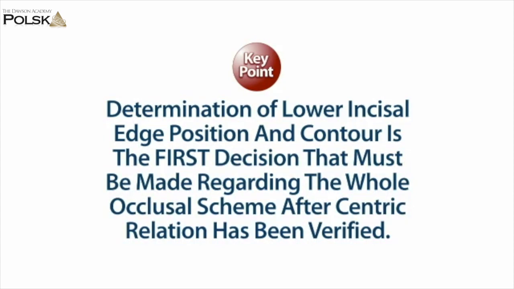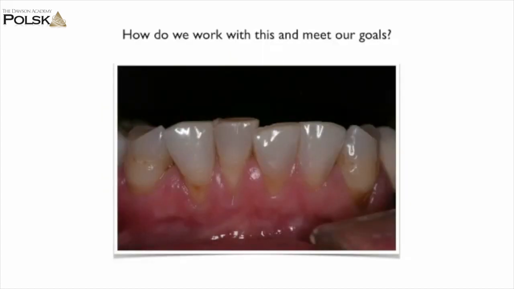Determination of the lower incisal edge position and contour is the first decision that must be made regarding the whole occlusal scheme after centric relation has been verified. Określenie położenia brzegów siecznych zębów dolnych i ich konturu jest pierwszą decyzją, jaką musimy podjąć, jeżeli chodzi o cały schemat okluzyjny po weryfikacji relacji centralnej. So this is a common scenario. We see somebody that may come in looking for anterior restorations and their lower anterior teeth may have this appearance.